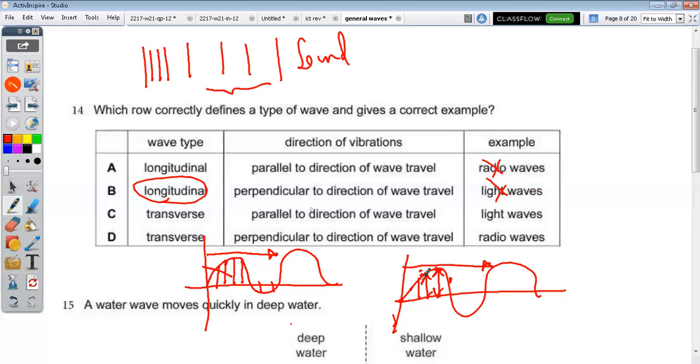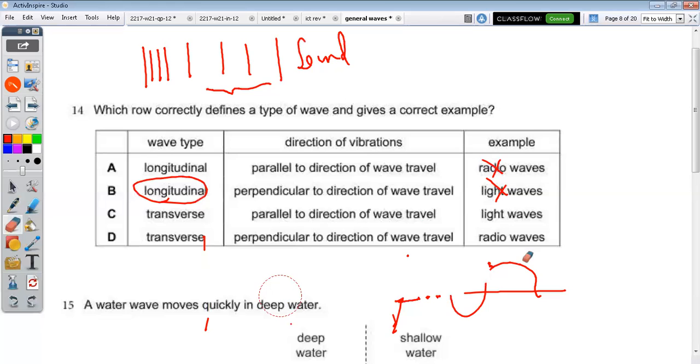Then if you go and check your notes, we said this is perpendicular. Individual particles are moving up and down. The wave is moving in this direction, but these individual particles are simply moving up and down at 90 degrees to the direction of travel of the wave. That's what we say.